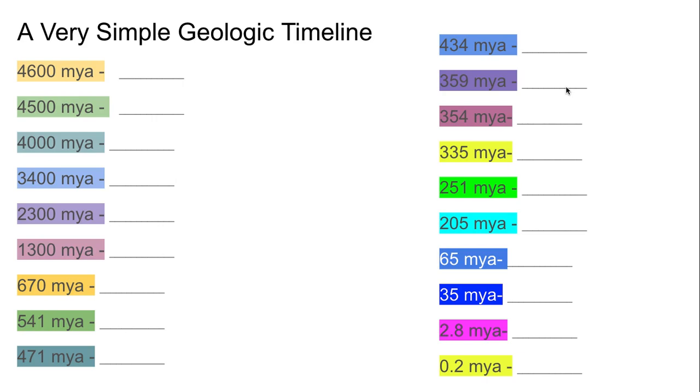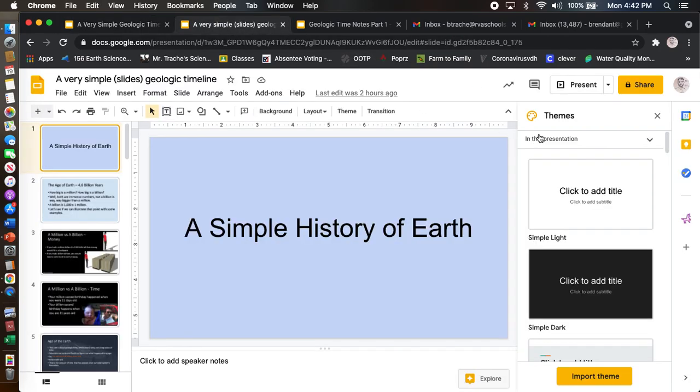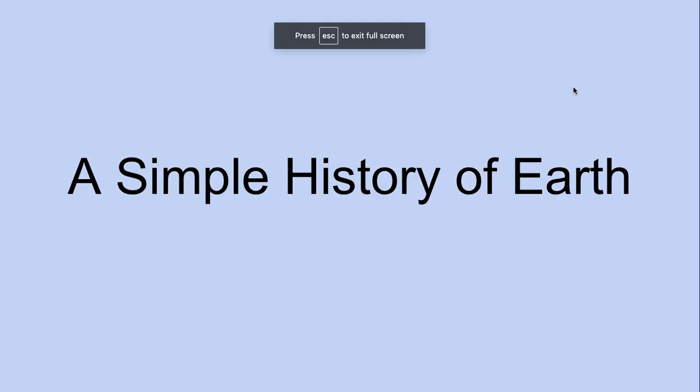For each time period that's listed here, you're going to write down a short explanation of what happened at that time during Earth's history. And I'm going to share some information about the history of the Earth.